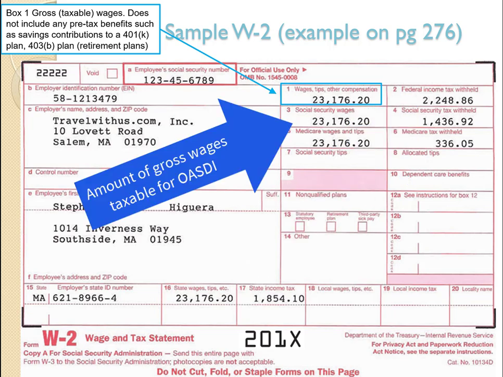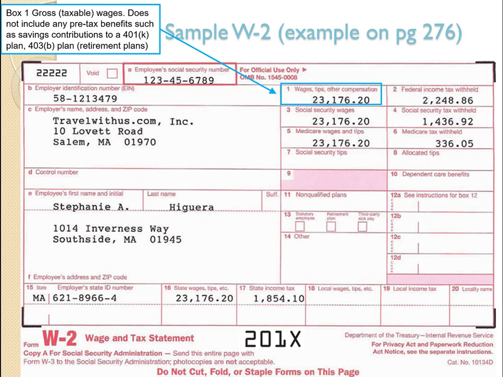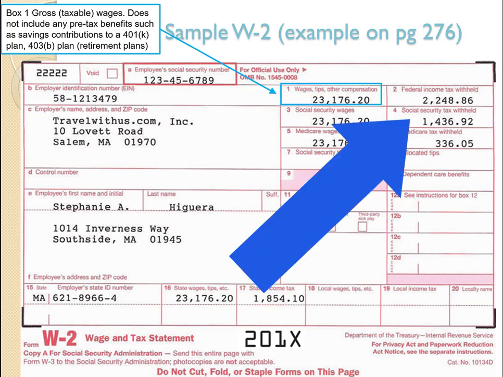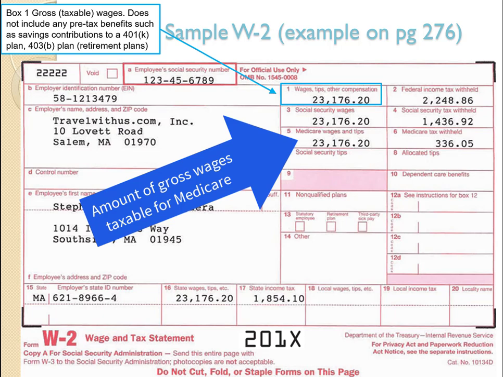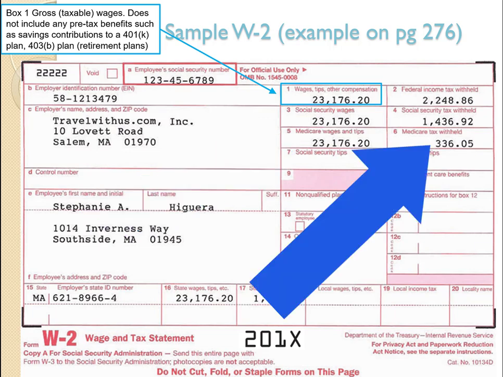Box 3 are Social Security wages. In other words, the wages that are taxable for Social Security. Box 4 is the actual Social Security tax withheld from that employee's paychecks during the year. Box 5 is the wages taxable for Medicare, and for our purposes, we assume that all of the wages are taxable for Medicare, but of course in the real world there are some exceptions. Box 6 is the Medicare tax withheld.